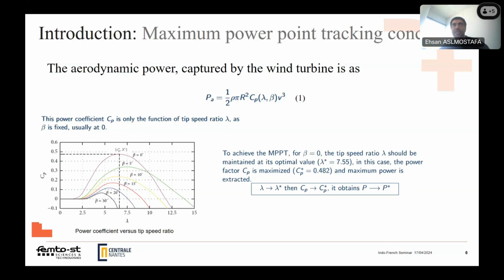So in this case, we can say that our power coefficient in this area is just a function of lambda. In order to get the maximum power, as shown here, we just need to keep the tip speed ratio at its optimal value. In this case, we can claim that Cp is at its maximum value, and we can extract the maximum power. This was the concept of MPPT and how we are going to design our controller based on this.